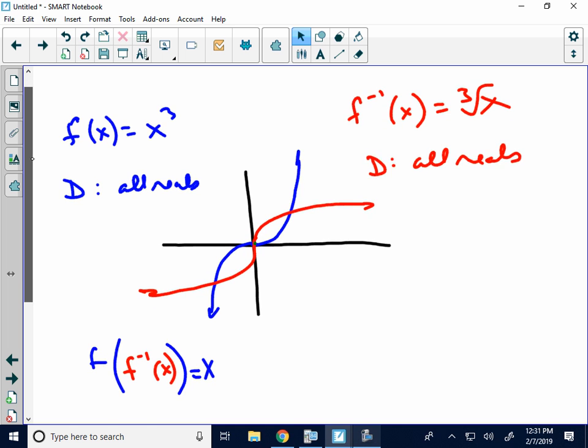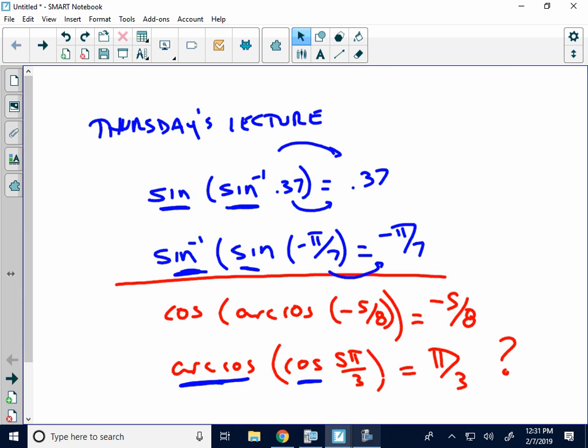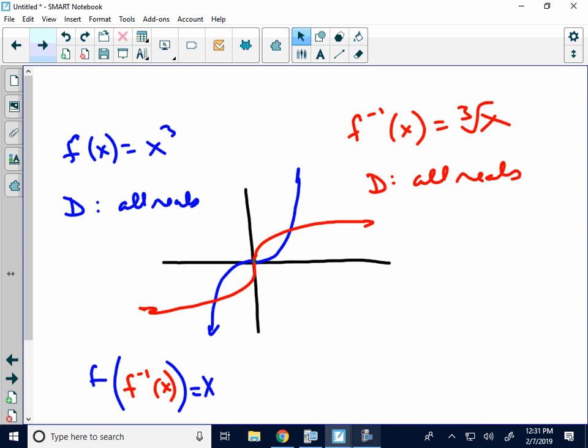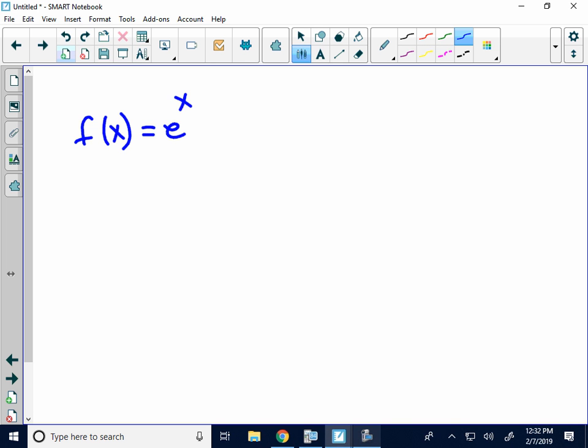Okay, another example of a function and its inverse. Now we're going to get to the trig stuff in just a minute, but I want to go back and talk about some stuff that you should already know, like cube roots and cubing. So let's look at another pair of functions that are inverses. So f of x is e to the x, and the inverse of that, f inverse, is the natural log of x.